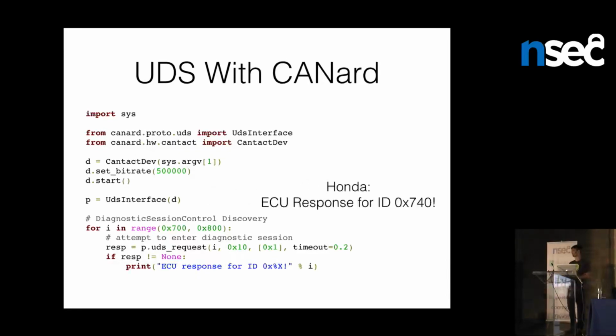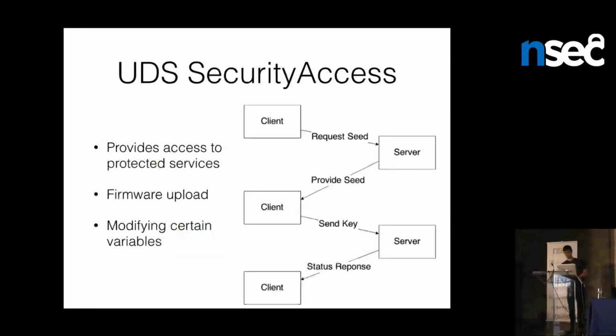I did this on actually my roommate's car because I wanted something different. He has a Honda, which I haven't played around with much. And I immediately was able to get out, okay, there's one controller that responds on the OBD port, and it's 0x740, and from there I could start doing ECU resets and read data identifier, all that stuff. Pretty simple example, but it fits on a slide, and it does something useful.